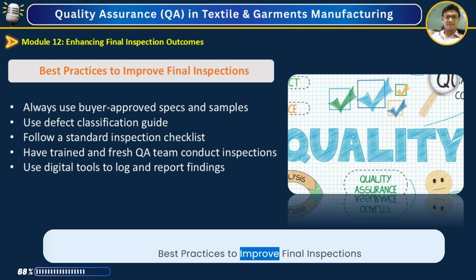Best practices to improve final inspections. Always use buyer-approved specs and samples. Use defect classification guide. Follow a standard inspection checklist. Have trained and fresh QA team conduct inspections. Use digital tools to log and report findings.